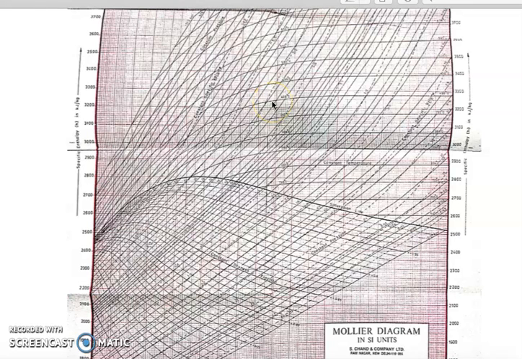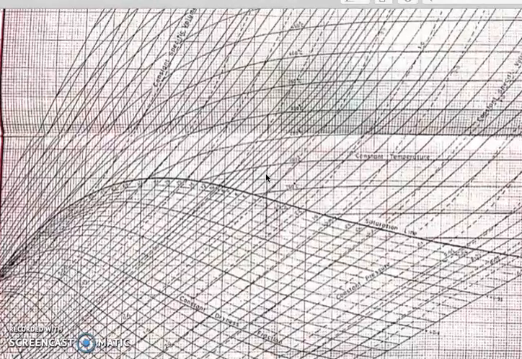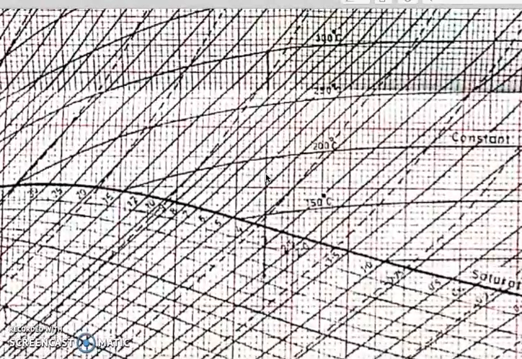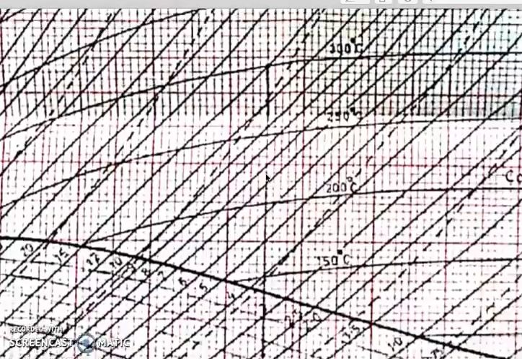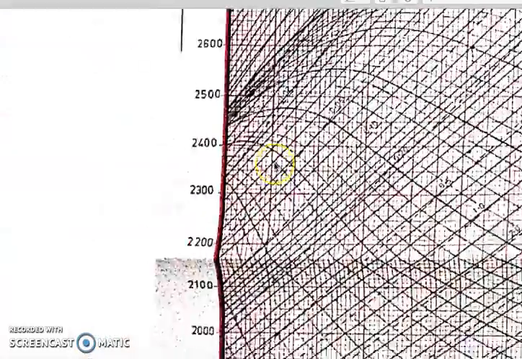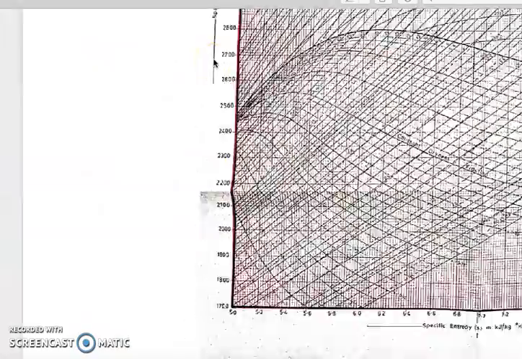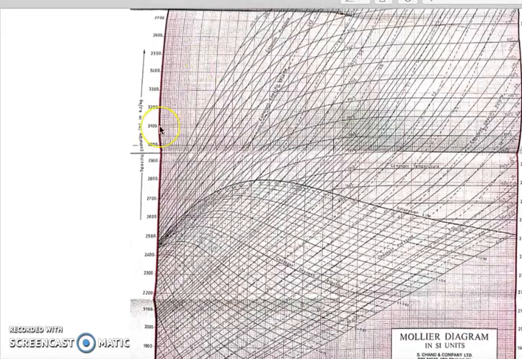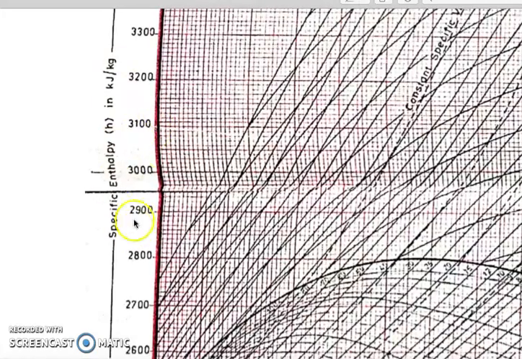Students, in this video, we will discuss the use of the Mollier chart. As you can see, this is a Mollier chart. I'm zooming in to show you what properties we can find using the Mollier chart. This vertical line shows the specific enthalpy, so from here we can read the value of specific enthalpy.